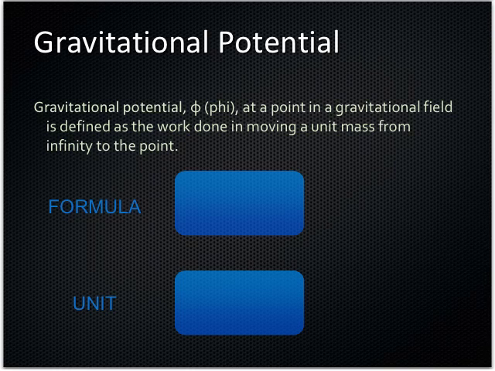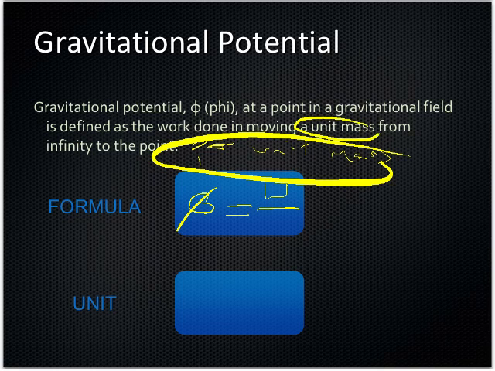Gravitational potential. Gravitational potential at a point is related to the gravitational field. It defines the work done in moving a unit mass from infinity to that point. So phi is equal to the work done in moving a mass from infinity to that point, per unit mass. So work done per unit mass. What's your unit? Well, it's work per unit mass.